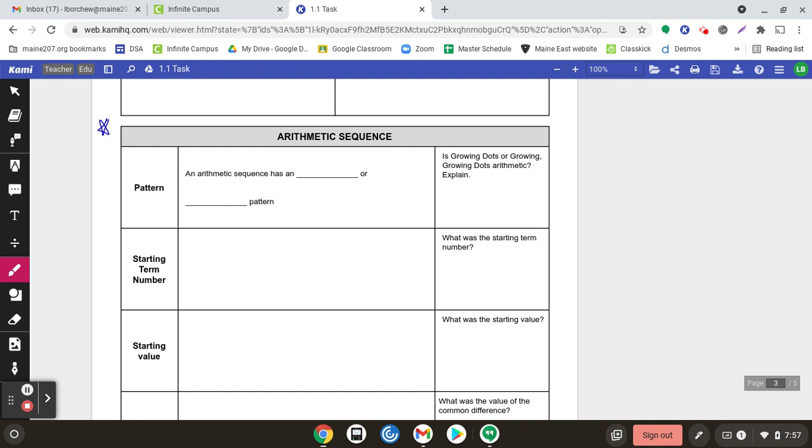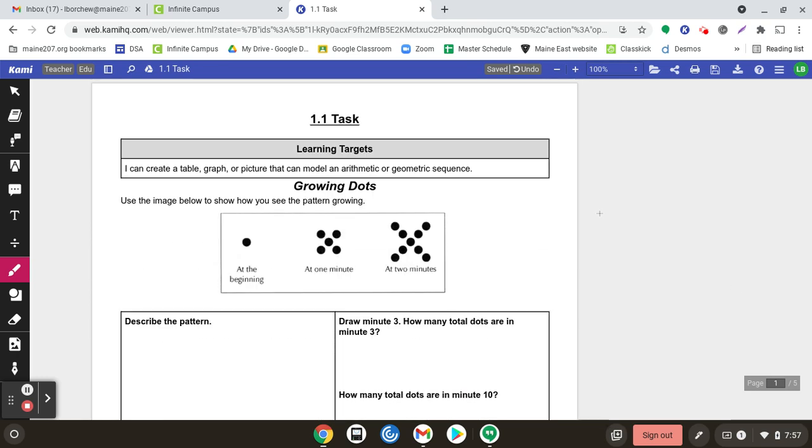So a pattern in arithmetic sequence is where we're going to start, right here. An arithmetic sequence has an adding or subtracting pattern. Those are the two blanks. So in the column on the right, it says, is growing dots or growing dots arithmetic? So go to page 1 in your packet, and that is what we call growing dots right here. And let's take a look at that pattern.